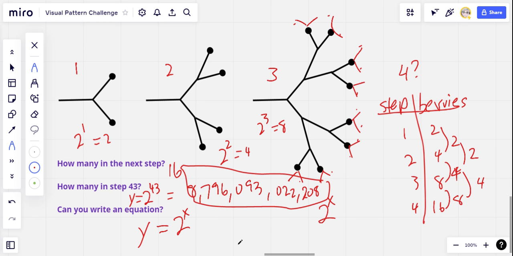Well, how did that go for you? Did you see that step 4 was going to be 16? Were you able to see that this was an exponential equation? It's pretty tricky. Let me know.